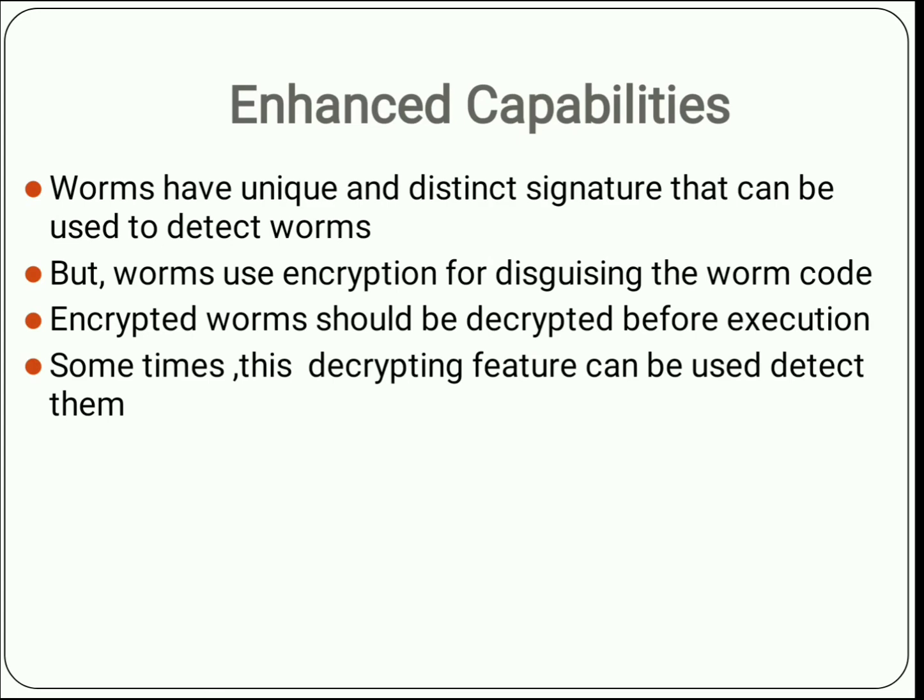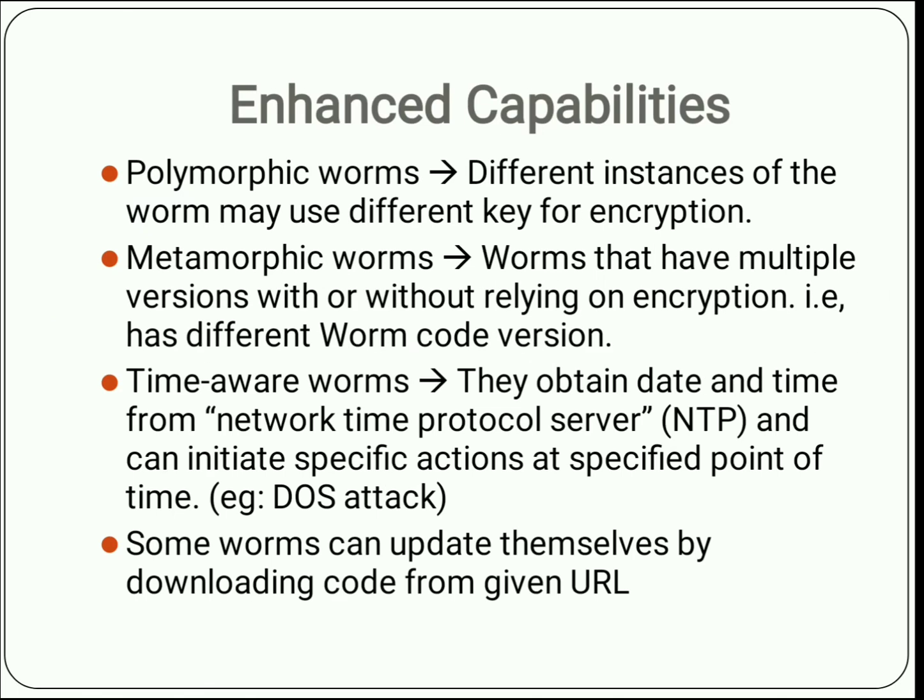But in order to escape from this, worms use encryption for disguising the worm code. Encrypted worms should be decrypted before execution, so sometimes this decrypting feature can be used to detect them. Then, in order to escape from such detection, there are various capabilities for worms, like polymorphic worms, metamorphic worms, time-aware worms, etc. We will see them one by one.